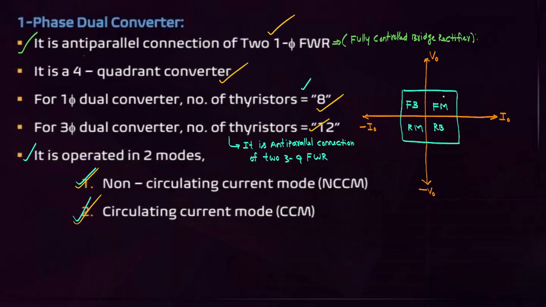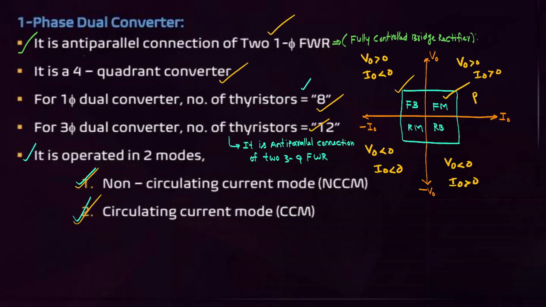In the first quadrant, it is forward motoring mode. In the second quadrant, it is forward braking mode. First quadrant: V0 greater than 0, I0 greater than 0. This is also asked in exams. Second quadrant: V0 greater than 0, I0 less than 0. Third quadrant: V0 less than 0, I0 less than 0. Fourth quadrant: V0 less than 0, I0 greater than 0.